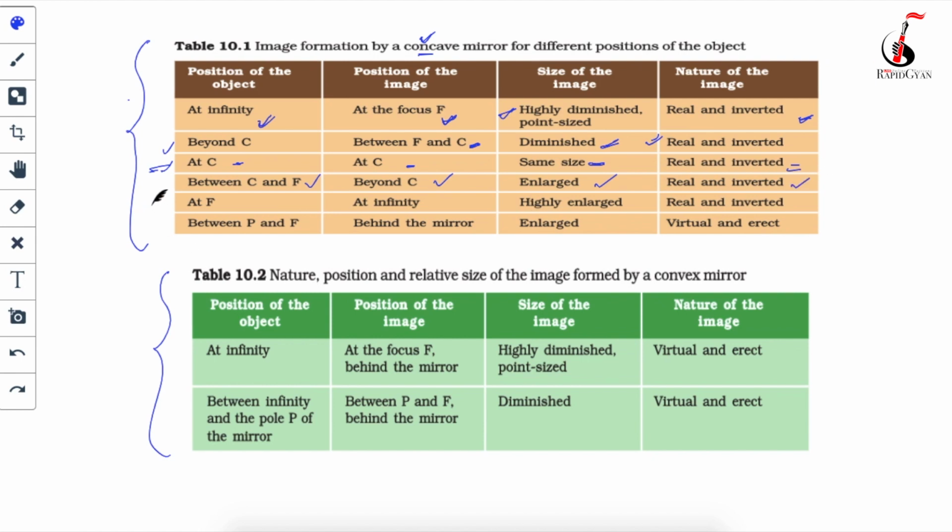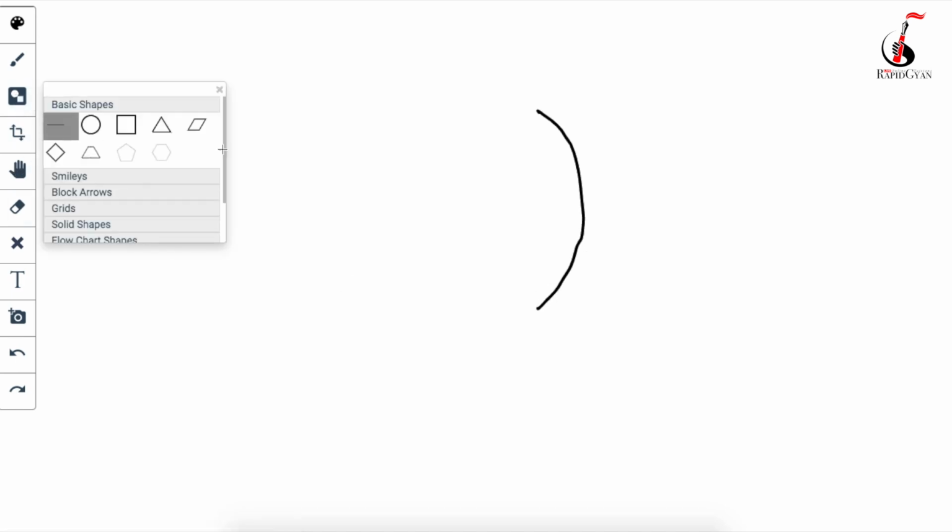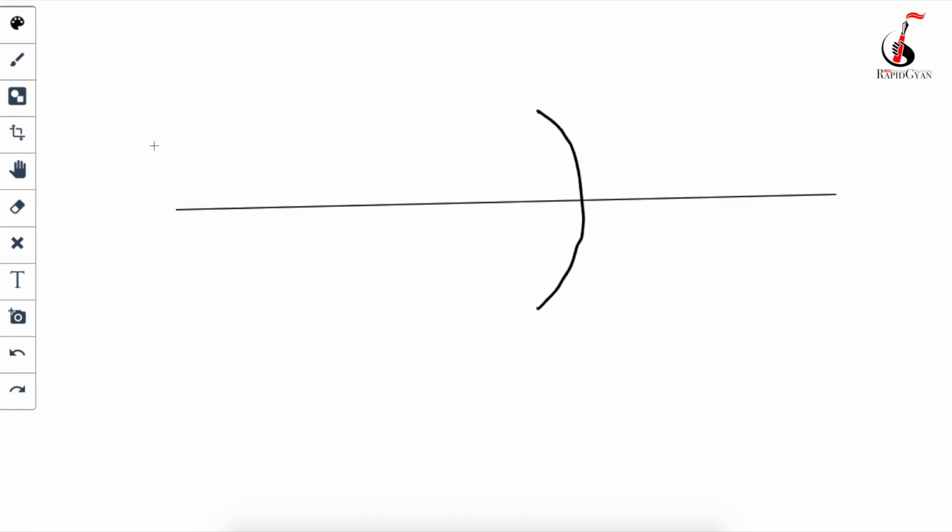Now let's talk about the fifth point, which is at F. So this is your mirror. Okay, and I'm going to draw the principal axis. So this will be your principal axis. I will write the position. So this is your P, this is your F, and this is your C. Now position of the object is at F. So it will be somewhere here.